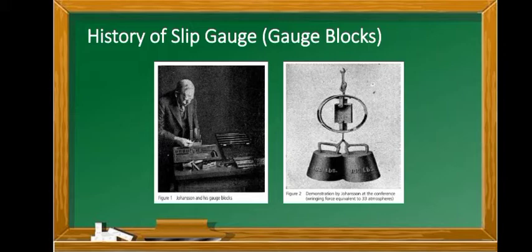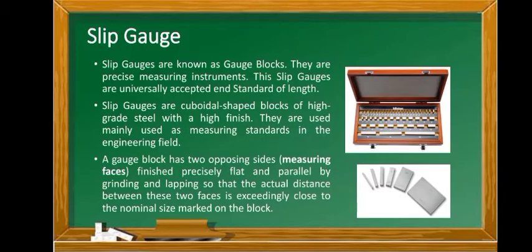So, that's the brief history of slip gauges. And now, let's define what a slip gauge or gauge block really is. Slip gauges are known as gauge blocks. They are precise measuring instruments. These slip gauges are a universally accepted standard of length. So, slip gauges are an end standard of length.